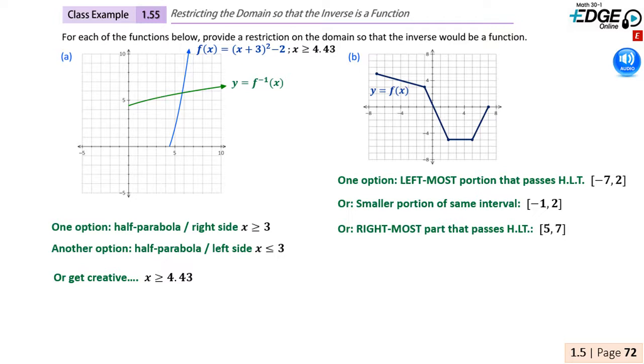However, keeping from negative 7 up to positive 2, or less than that, such as negative 1 to positive 2, or even that section on the right from 5 to 7, would all generate functions whose inverses would also be functions. A challenging question.